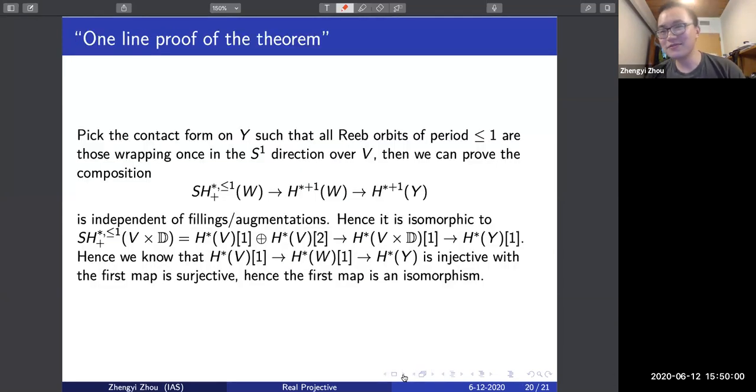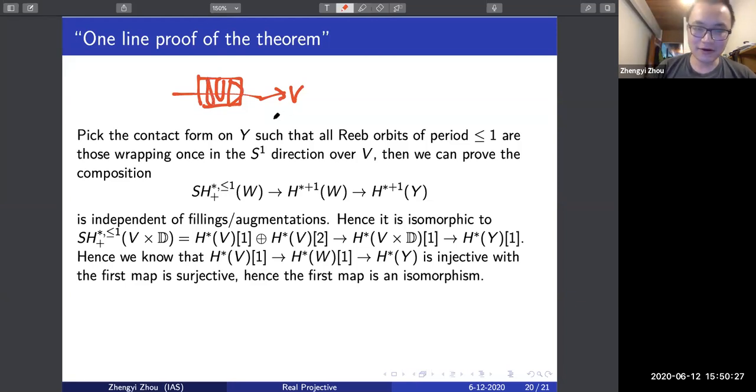Okay, so the proof is actually quite simple. I'll give you a one-line proof of the theorem. First we pick a contact form on Y, such that, because it's coming from a product, this is the V direction. So we can pick a contact form such that all the low periodic orbits are just these circles circling around V.